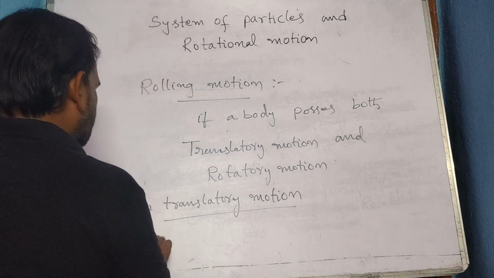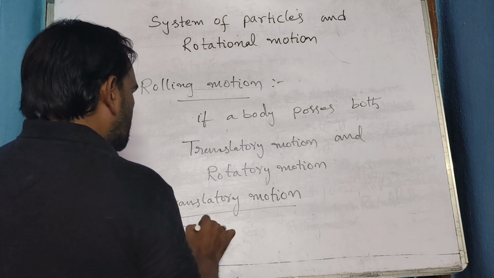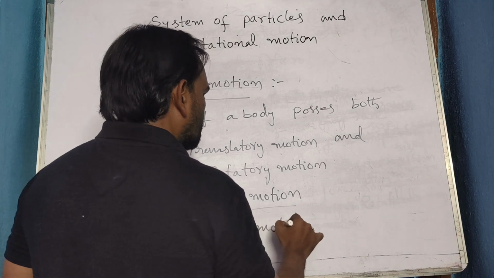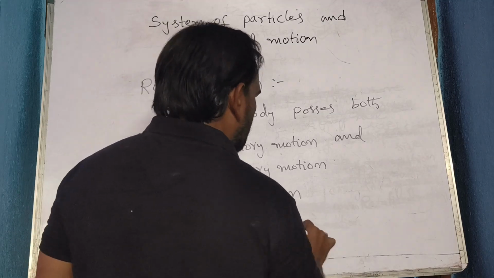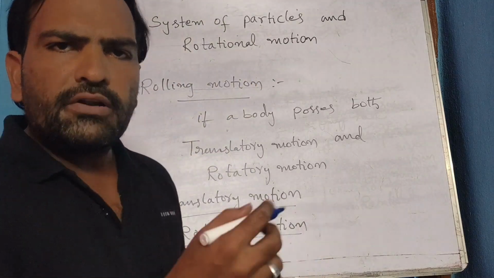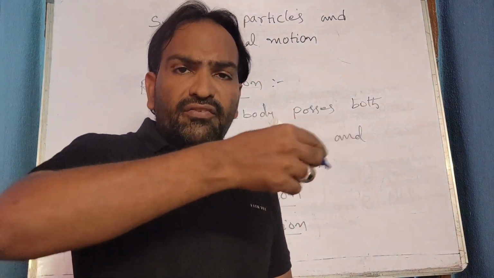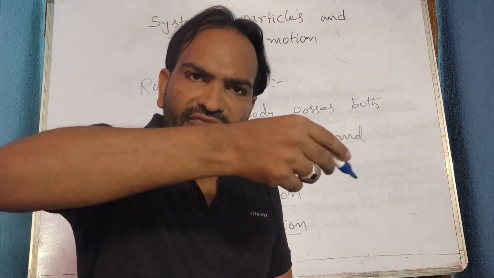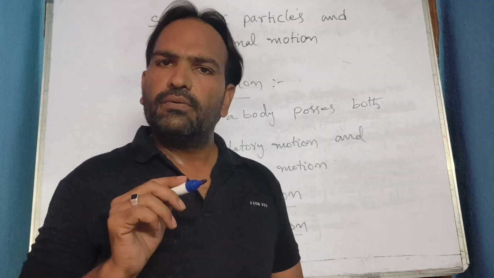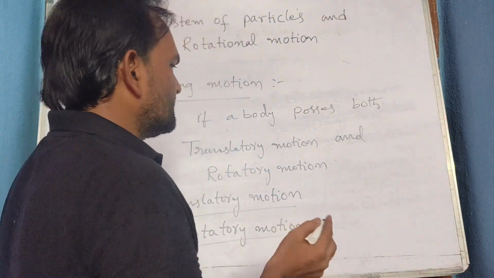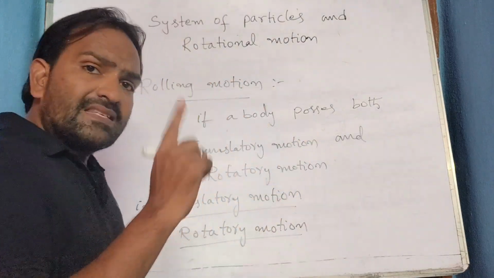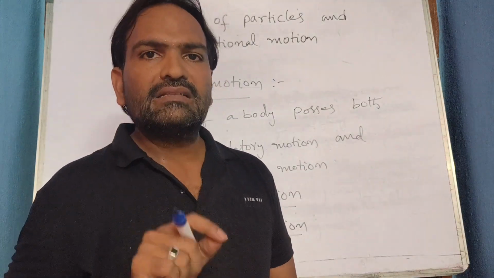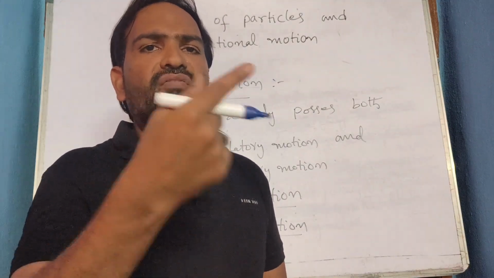In rotatory motion, all particles of the body move in different circles. Okay, so in all these circles, the centers of all the circles lie on one line, that is called the axis of rotation.